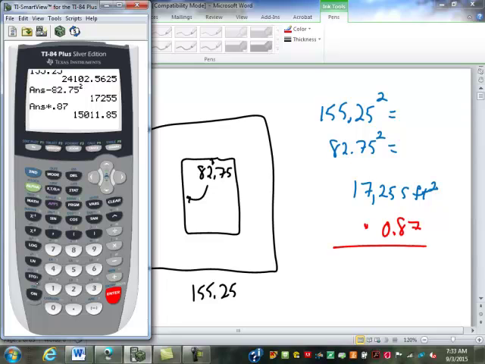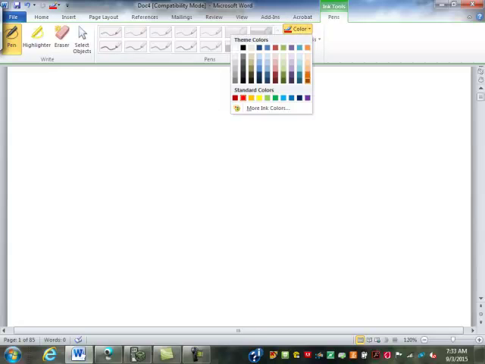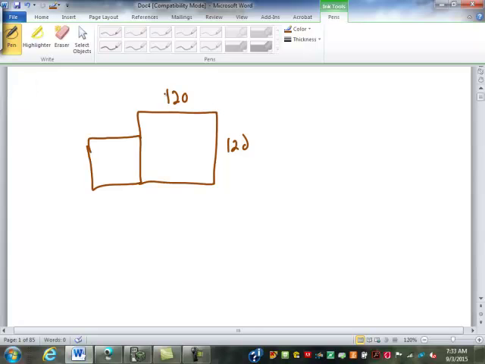Any other questions you want me to go over? Yeah, number 9, the two parcels? Okay, so for number 9, we've got the two parcels. This is 120, 120. Applies the total area. Find the length C.